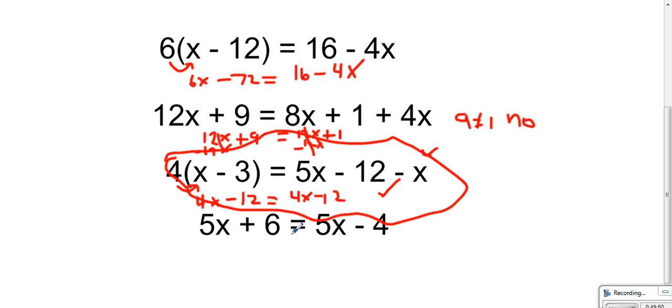5x plus 6 equals 5x minus 4, different on both sides. If you did subtract the 5x from both sides, which is what you should do all the time, this cancels, 6 does not equal negative 4. And that's basically it.